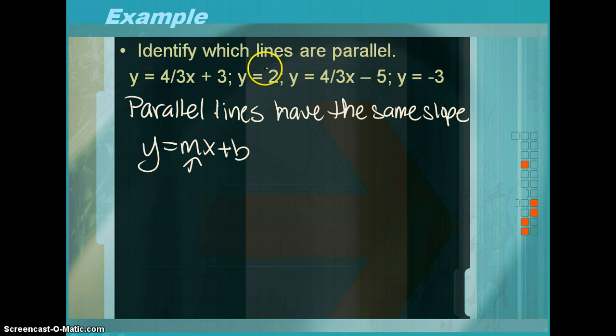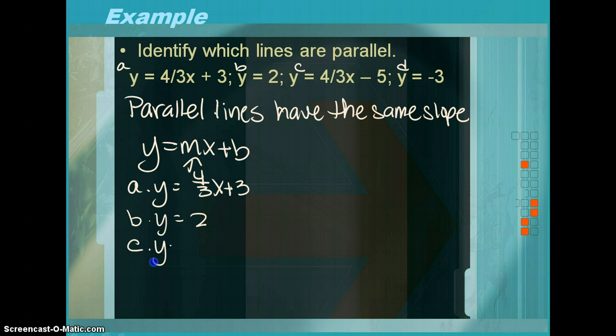So if we were to label these, we have A, B, C, and D. A is y equals 4/3 x plus 3. So I'm going to go ahead and write that down so it's a little bit separated. B is y equals 2. C is y equals 4/3 x minus 5. And D is y equals negative 3.